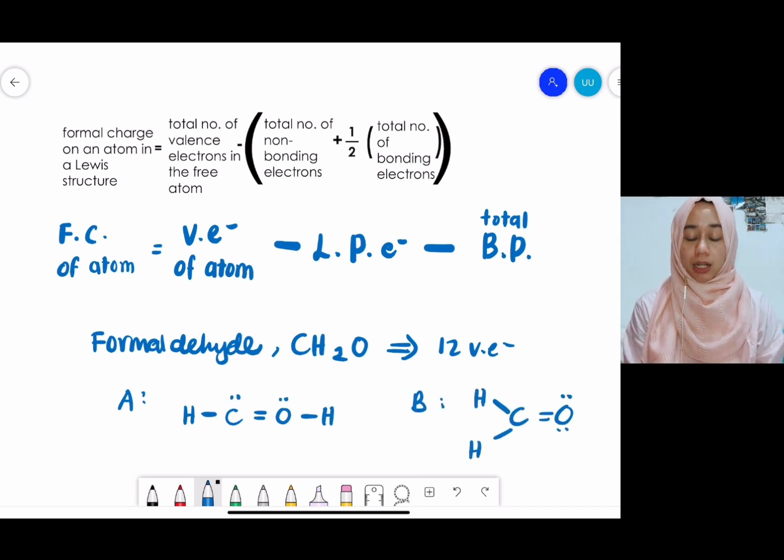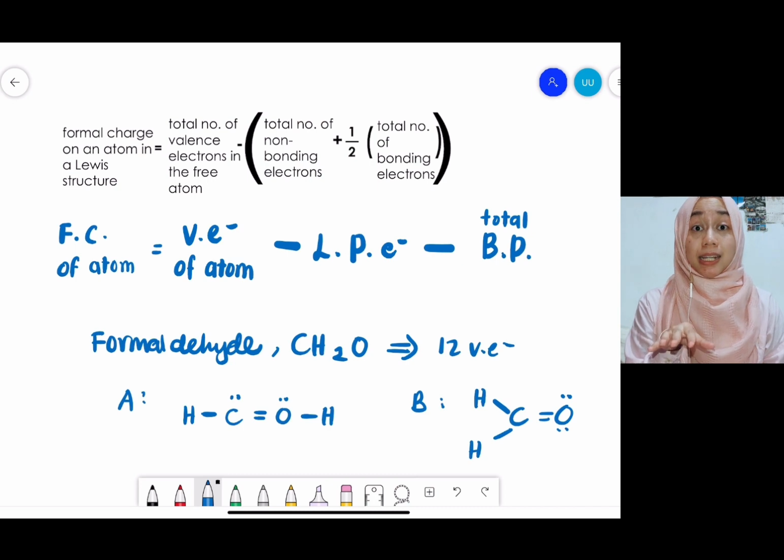Okay, so ini adalah the 2 possible Lewis structure untuk kita punya formaldehyde. So kita apply benda yang kita belajar tadi, yang 4 steps yang kita belajar previous one dalam yang Lewis structure tu tadi. Okay, so now Miss nak ajar kamu macam mana nak kira formal charge by using formula yang di atas ni.